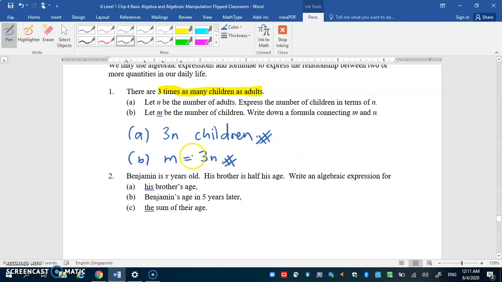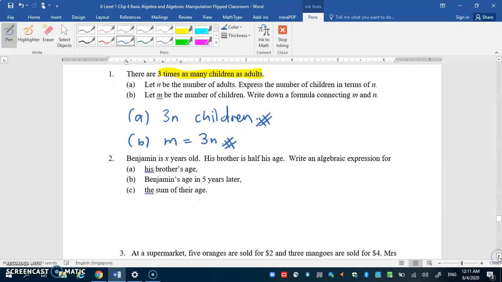Question number 2. Benjamin is x years old. His brother is half his age. Write an algebraic expression for his brother's age. So since the brother is half of Benjamin's age, we will write half x years old. That's the brother's age. Okay. Benjamin's age 5 years later will be x plus 5. Okay, put the whole thing in a bracket and then you write years old.